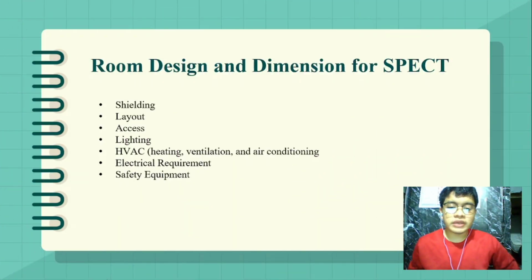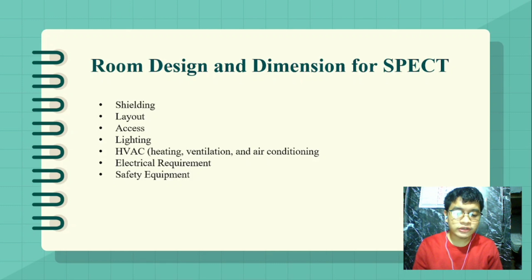Room design and dimension of SPECT. The design and dimension of a SPECT room should adhere to certain guidelines to ensure patient safety and optimal imaging conditions. The key considerations include shielding, layout, access, lighting, HVAC, electrical requirements, and safety equipment. The first key consideration is shielding. The room should have adequate shielding to minimize radiation exposure to staff and the surrounding environment.